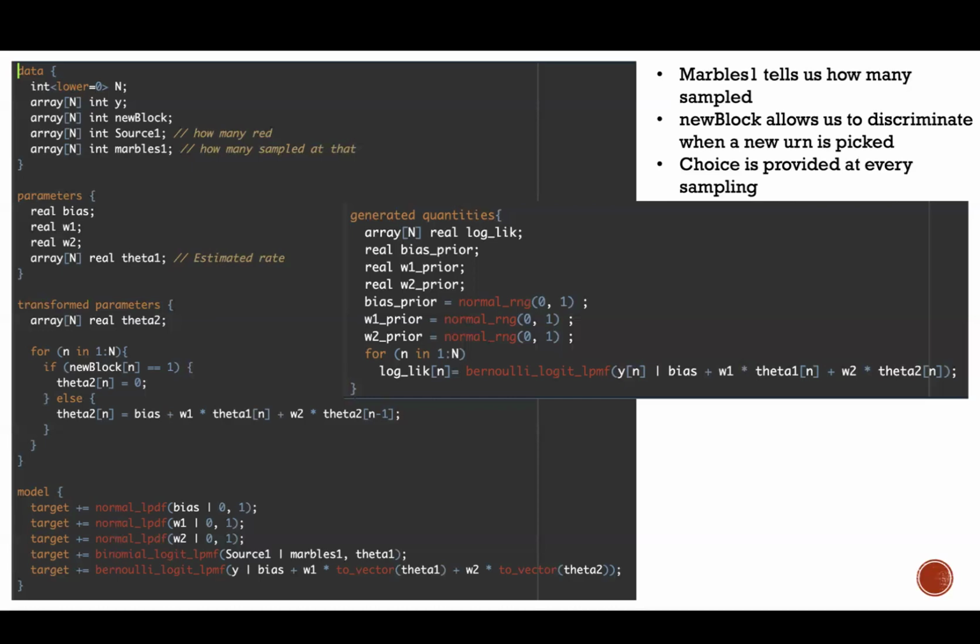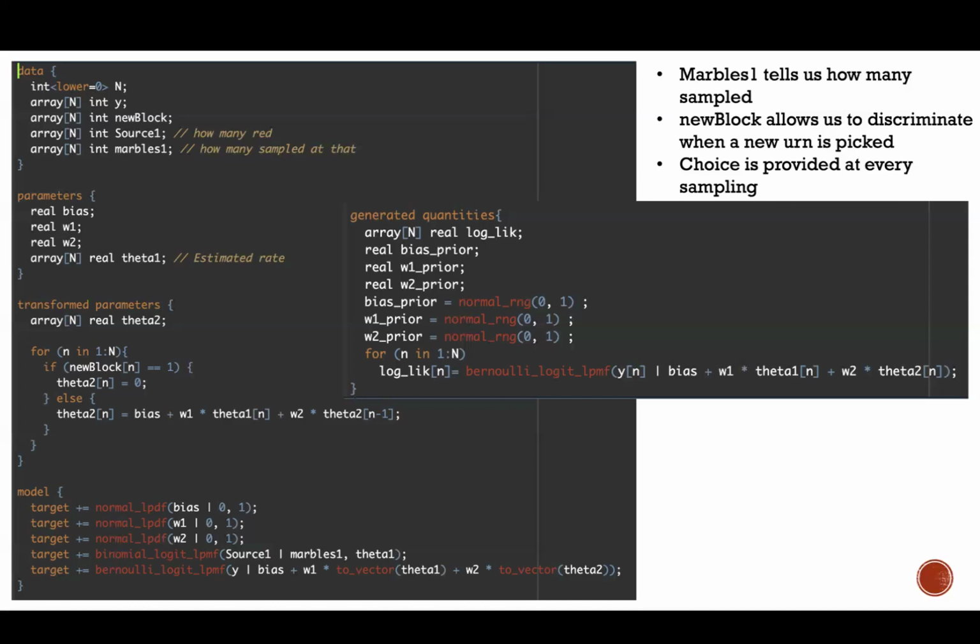Then we have transform parameter, which is theta 2, which says that for each row in the data set, if we're starting a new block, the urn has just been replaced, or it's the first trial, theta 2 is equal to 0. Right? On a logit scale, it contains no information. We have no idea from before, right? We could make that into a parameter, but let's keep things simple.